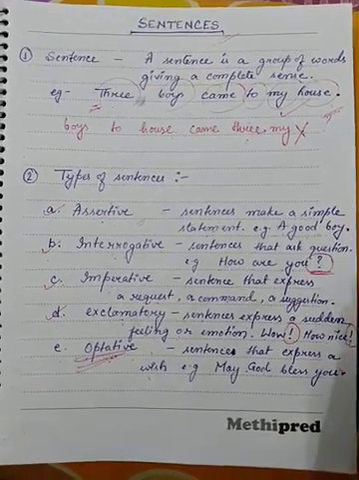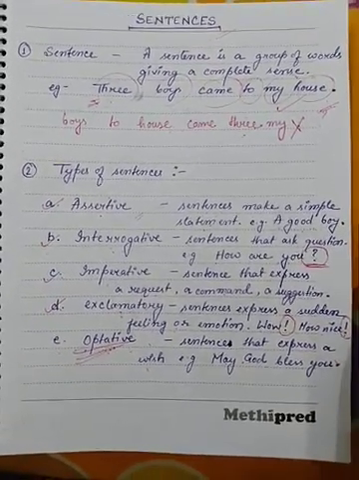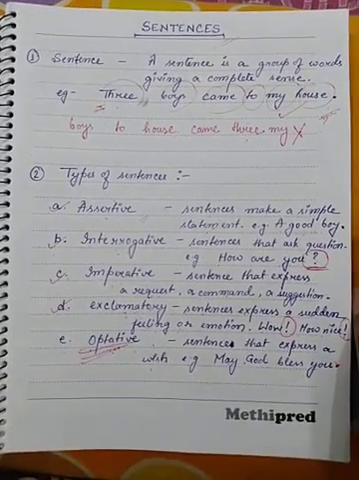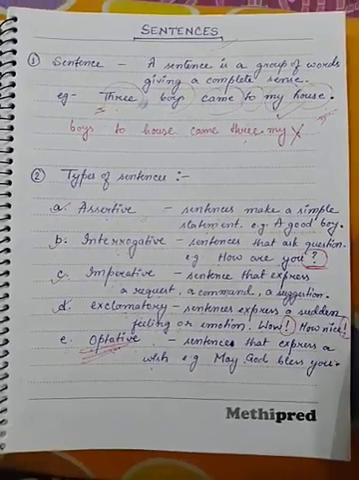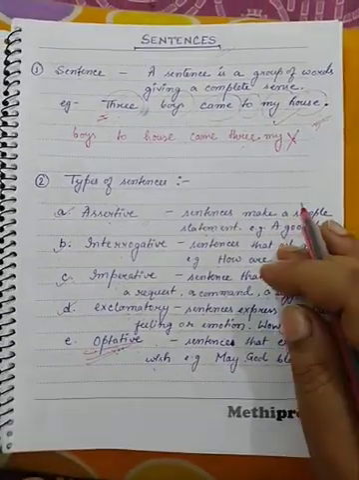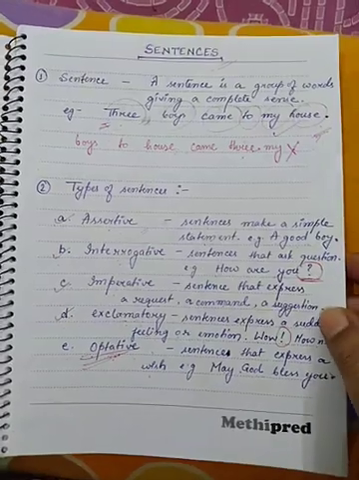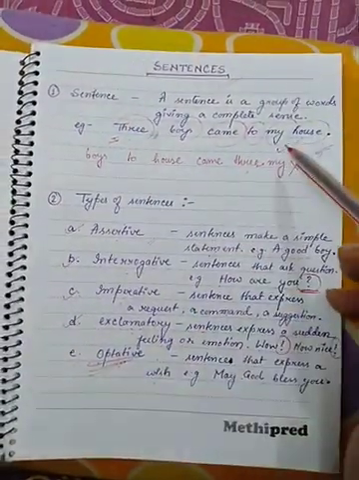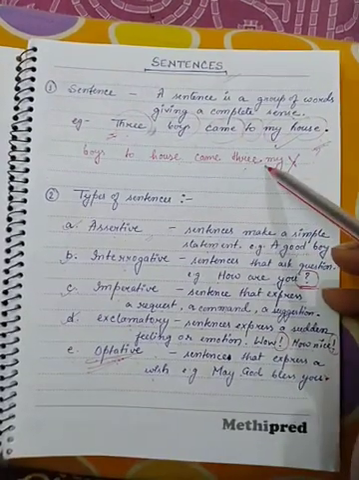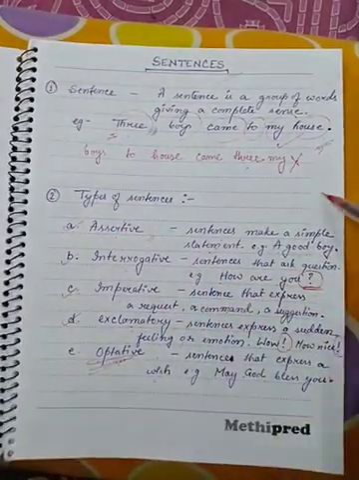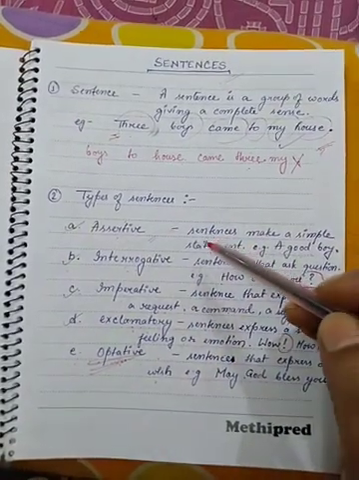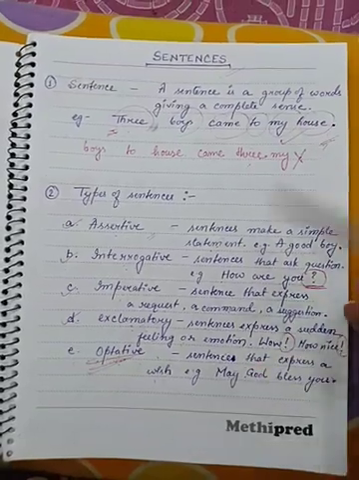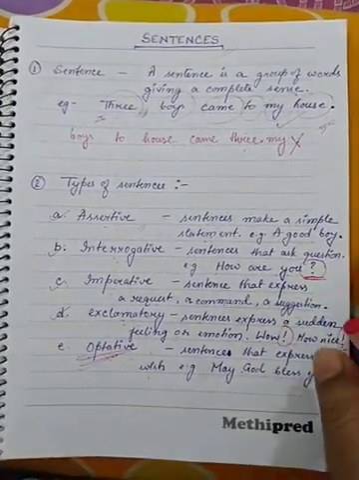Good morning, children. Today, once again, we will start with the same chapter from our grammar book, that is sentences. In our last video, we went through a few topics, that is what is a sentence, as well as what are the types of sentences, that is assertive, interrogative, imperative, exclamatory and optative. So we have already learned this portion of this particular chapter.